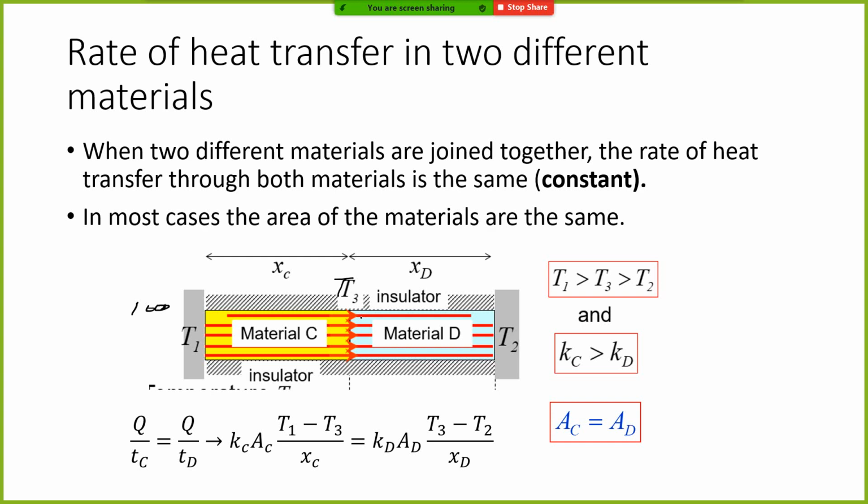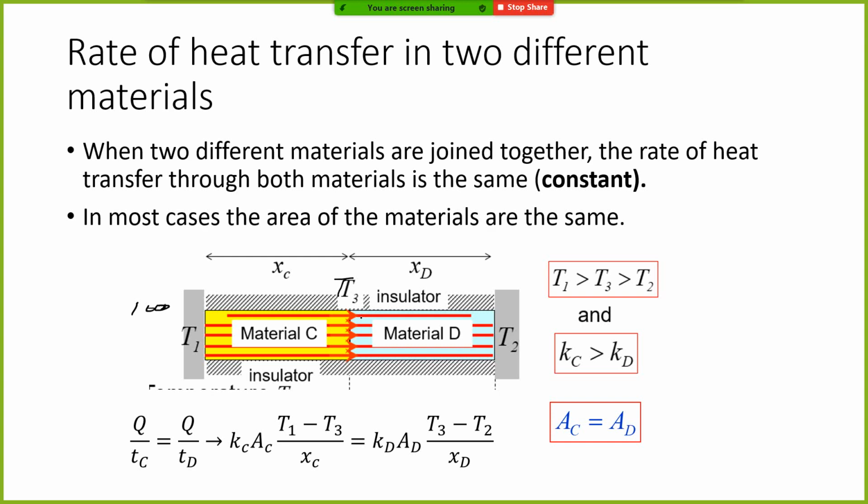And I think we understand that T1 is obviously going to be greater than T3, and T3 is obviously going to be greater than T2, because it's moving down a temperature gradient. Now for this example here, the areas are pretty much the same.